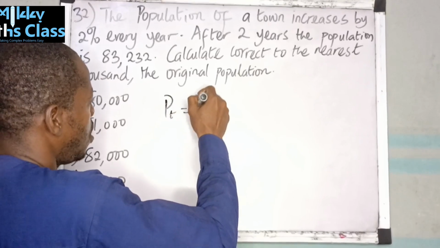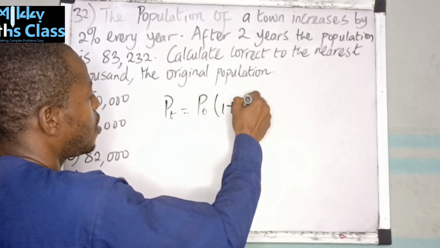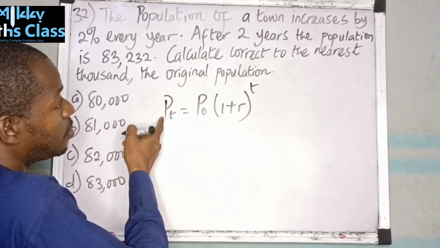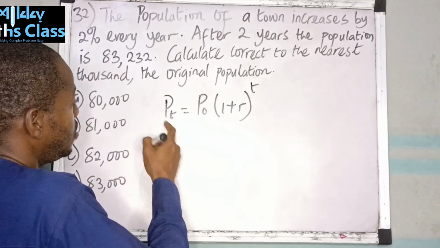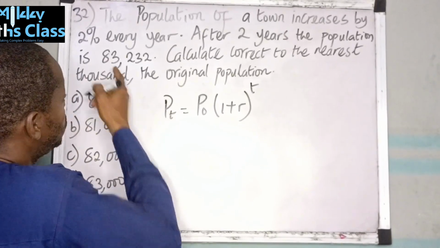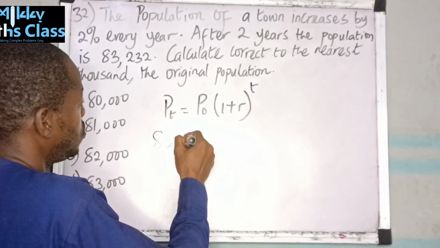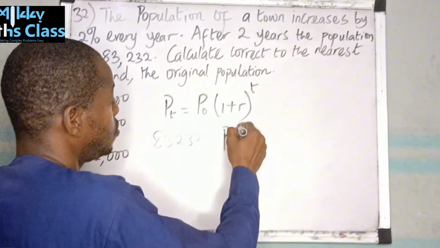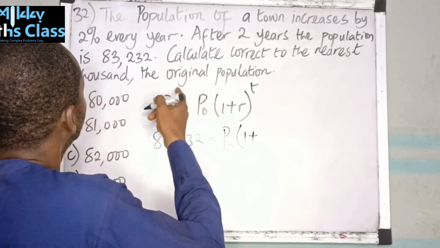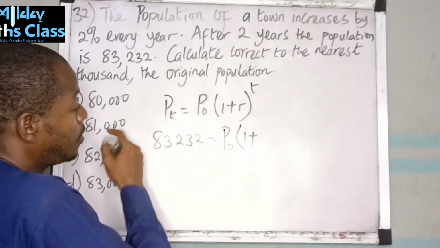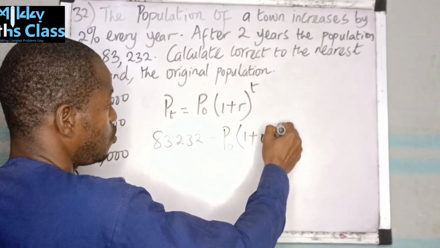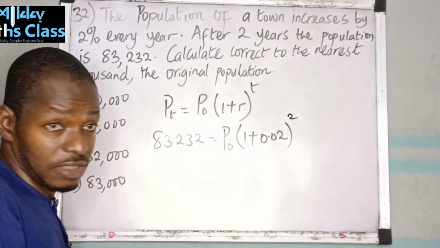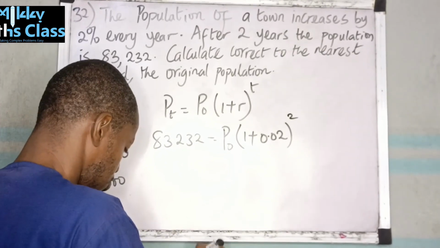So we use the formula P_t is equal to P naught into bracket 1 plus r, raised to the power of t. P_t is the population that has been increased after 2 years, that's 83,232. And our P naught is the original population, into bracket 1 plus r, where r is the rate of increase, that's 2%, which is 0.02. The t, the time, is 2 years, raised to the power of 2.